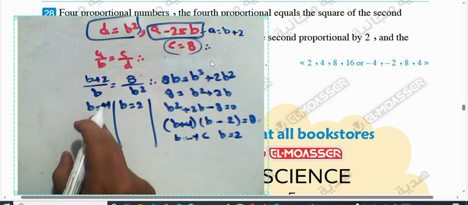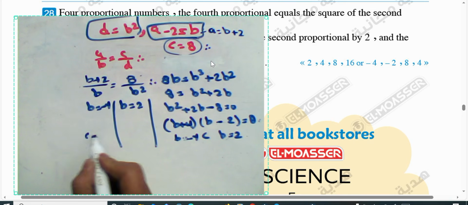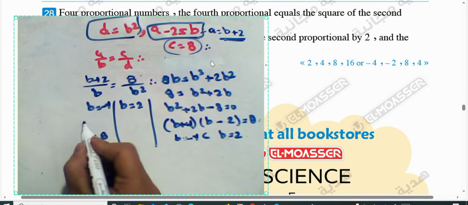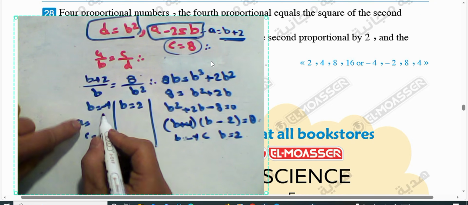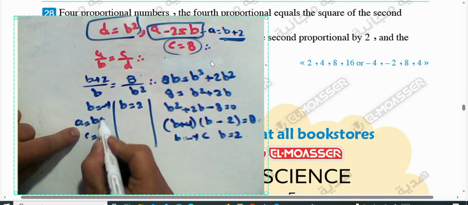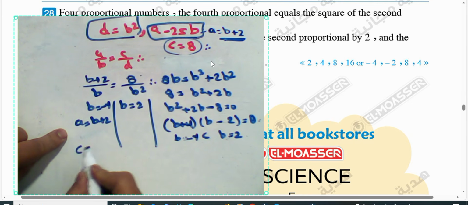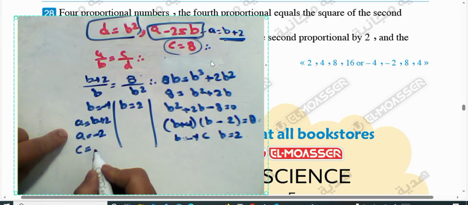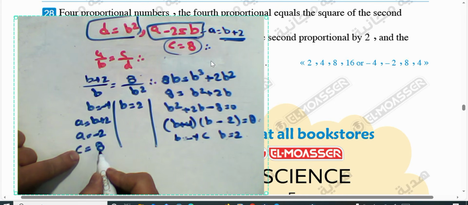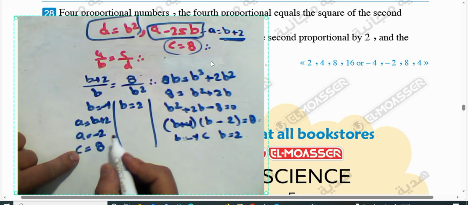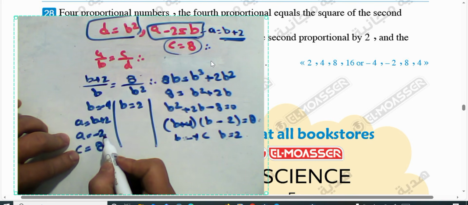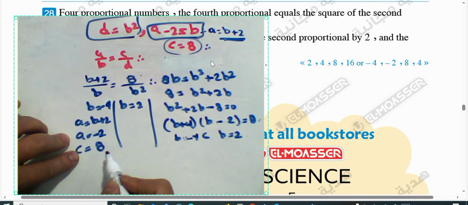Okay, if B equals negative 4, we have here C equal 8. What is the value of A? A equals B plus 2. Look at here, B plus 2. Then B was negative 4. Negative 4 plus 2 equals negative 2. And C was 8. Then we have negative 2, negative 4 and 8.